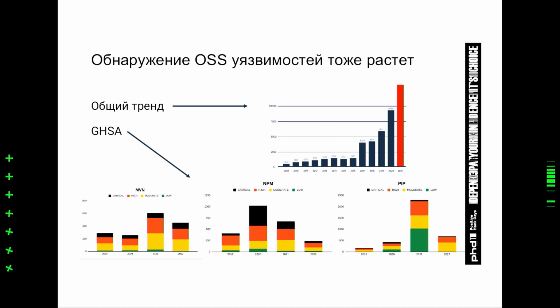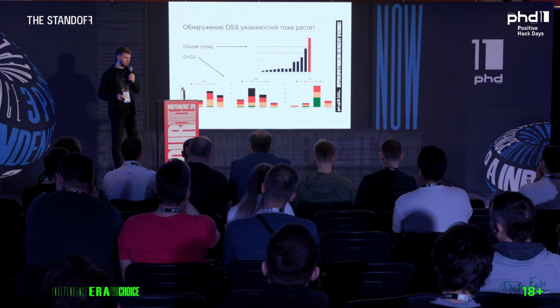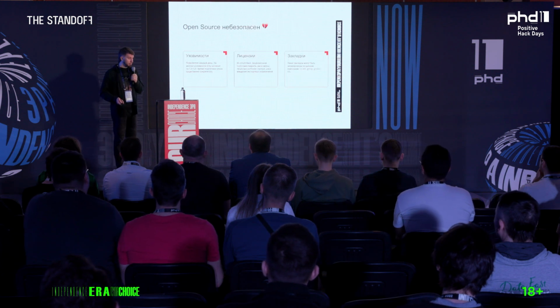If we look at Maven, for example, in 2020 it was very high. In NPM, they started to do something about vulnerabilities around 2-3 years ago. The black are the critical ones, as you can understand. And then PIP was of great interest in 2021. In 22, it's also of interest, but not yet. We don't yet have too many vulnerabilities identified.